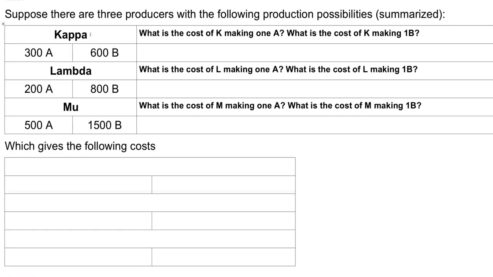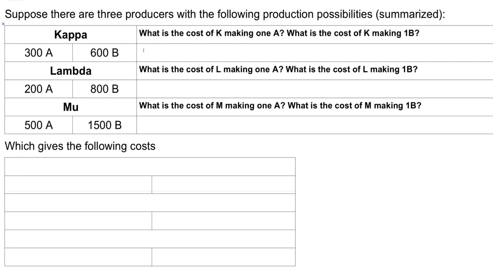Now, kappa might be a person, it might be a factory, it might be a country. We don't care about that for our purposes. It's just we know that the two extremes are, if they make nothing but A, they can make 300 A. If they make nothing but B, they can make 600 B. What's the cost of making 1A if kappa makes it?